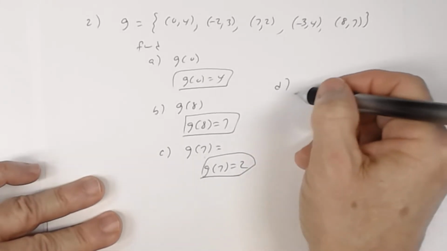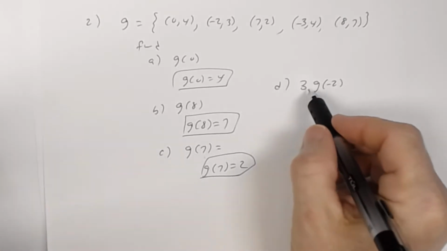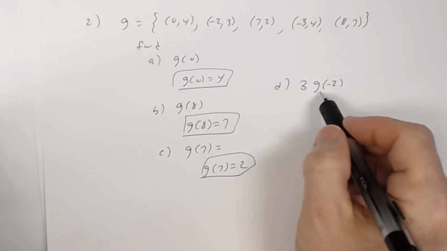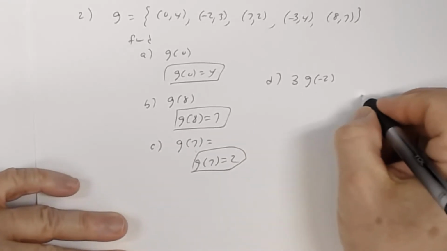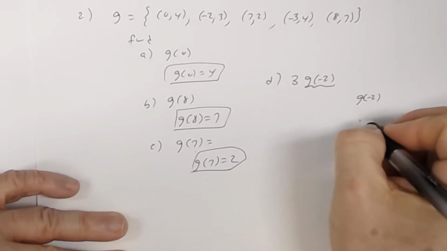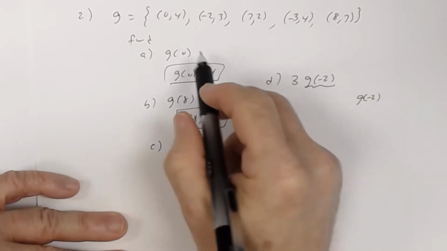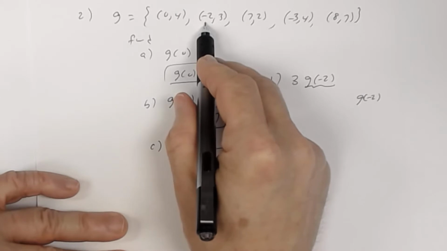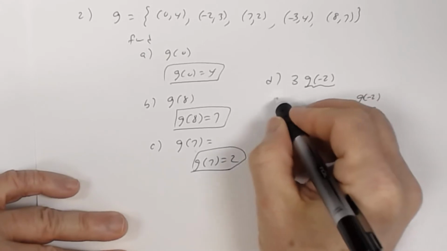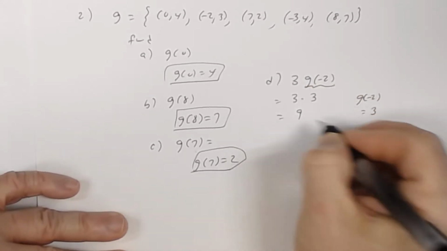Let's look at D. Suppose in D you want to find 3 times g of -2. Remember how that reads. You gotta understand that this means 3 times g of -2. So we got to figure out, well, what is g of -2? That's what I got to do first. And whatever that is, I'm going to multiply by 3. Well, g of -2 means what's the y value when x is -2? So here's the one that says x is -2. My y value is 3. So g of -2 is 3. So this right here becomes 3 times 3, which is 9.